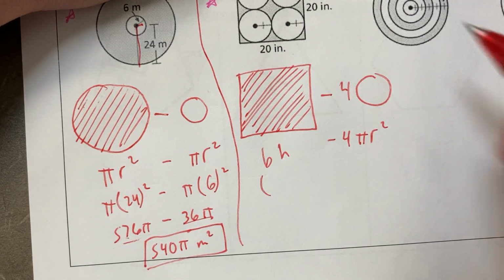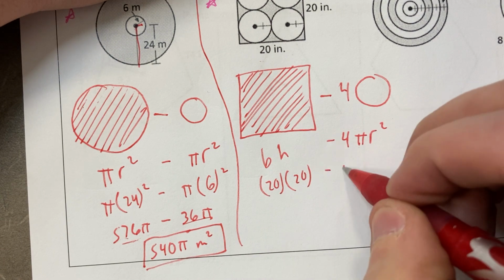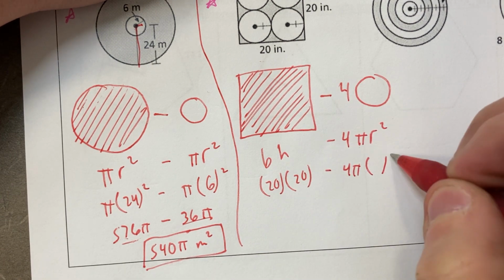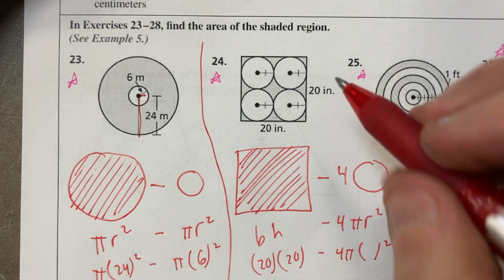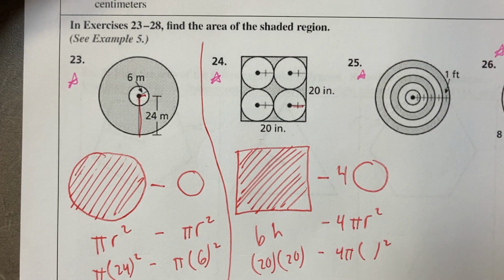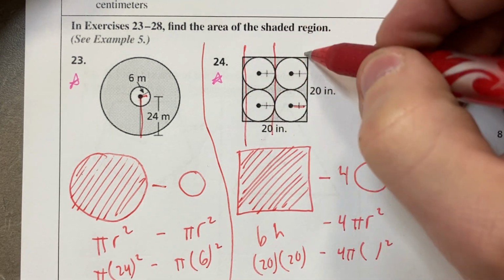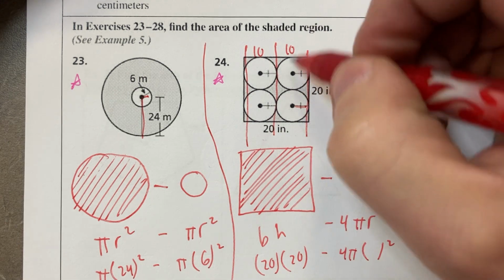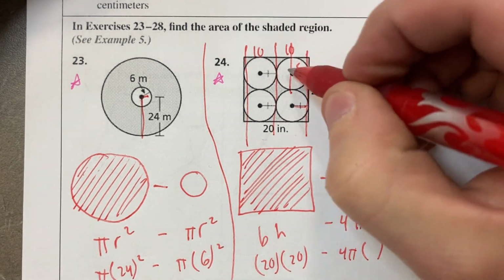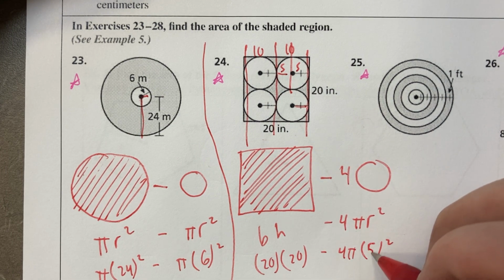So base is 20, height is 20. And then you do have to solve for the radius of each of these little circles. Well, take 20 and cut it in half. So now this is 10 and 10. And then take 10 and cut it in half. So now this is 5 and 5. So the radius of the circles are all 5.